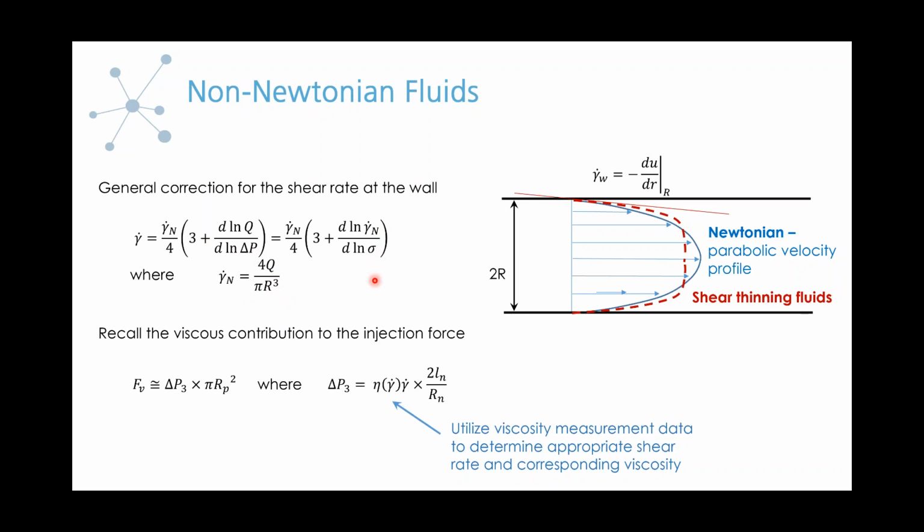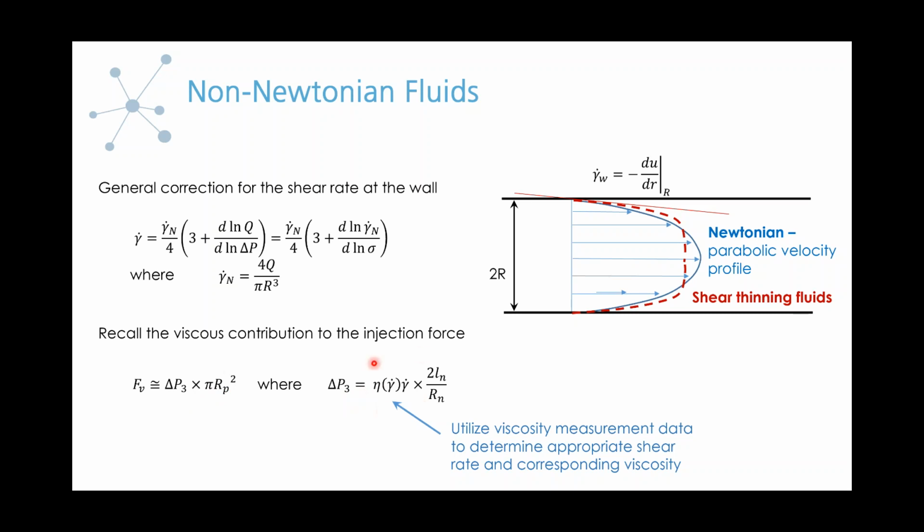And so you can get this from the experimental data if you have viscosity as a function of shear rate. And so then you can get the corrected shear rate at the wall. And then if we go back to our force balance, so if you recall the force balances that we used to derive our viscous force, now the cross-sectional area is the same, but what will change then is the pressure term, the pressure drop across the needle portion.